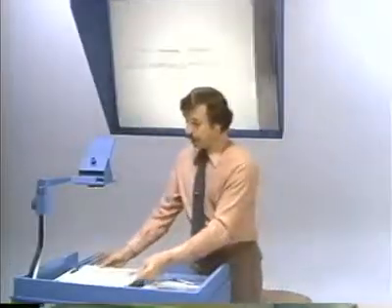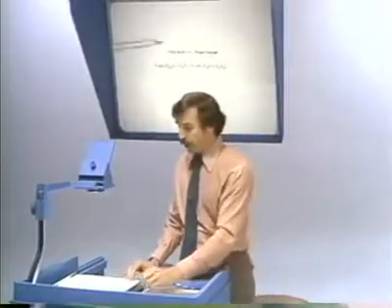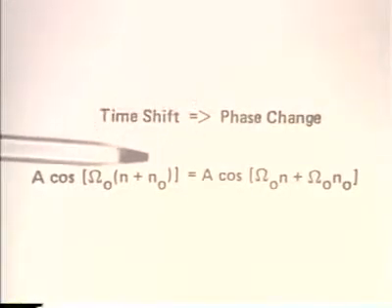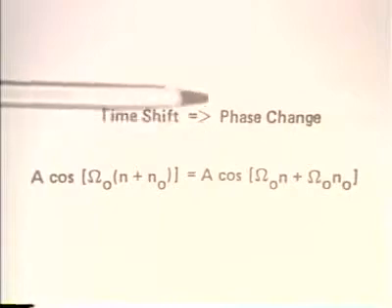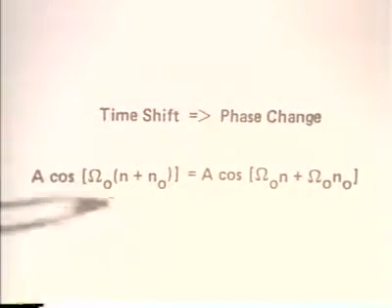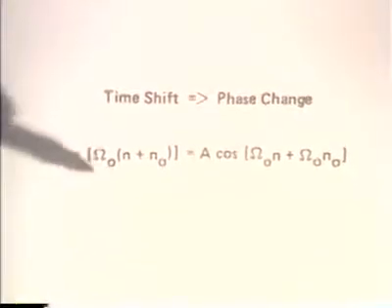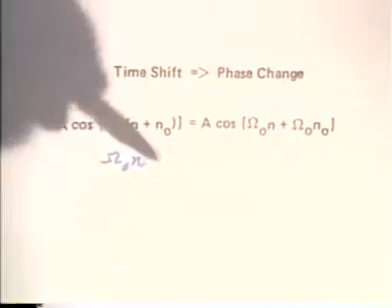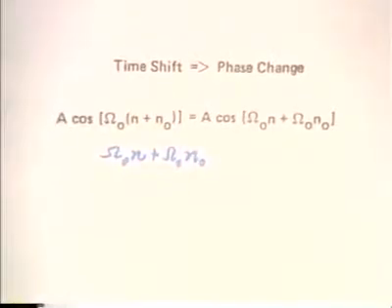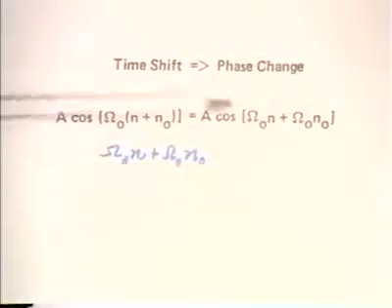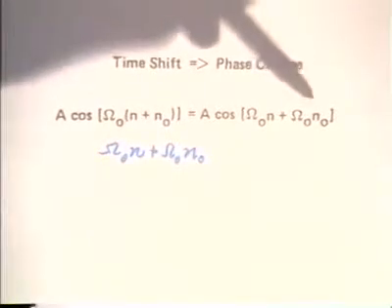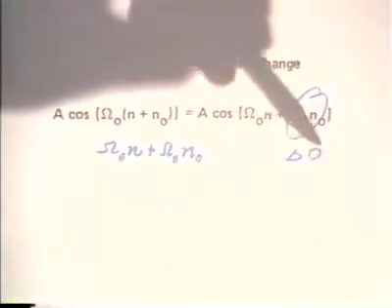Now, in continuous time, of course, we saw that a time shift corresponds to a phase change and vice versa. Let's first look at the relationship between shifting time and generating a change in phase. In particular, for discrete time, if I implement a time shift, that generates a phase change, and we can see that easily by simply inserting a time shift, n plus n0, and if we expand out this argument, we have omega 0 n plus omega 0 n0, and so I've done that on the right-hand side of the equation here. And the omega 0 n0 then simply corresponds to a change in phase.